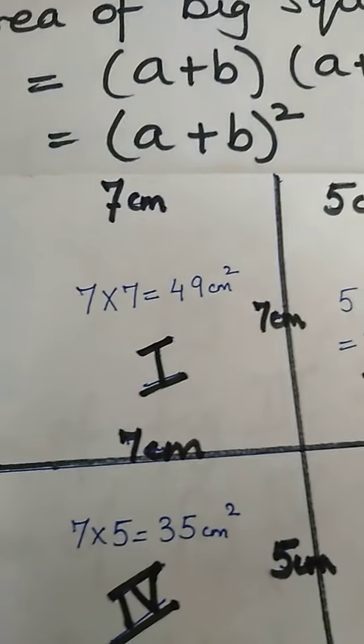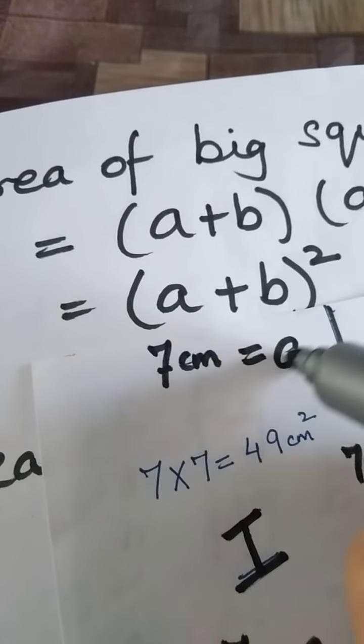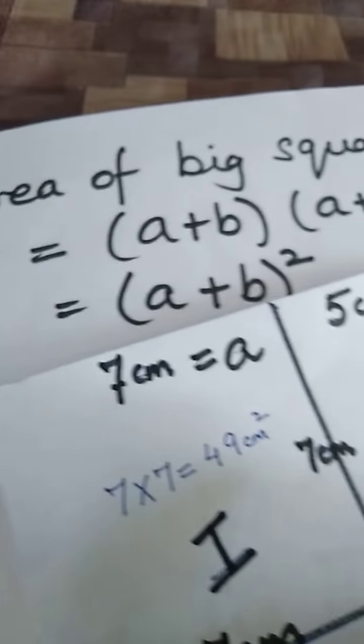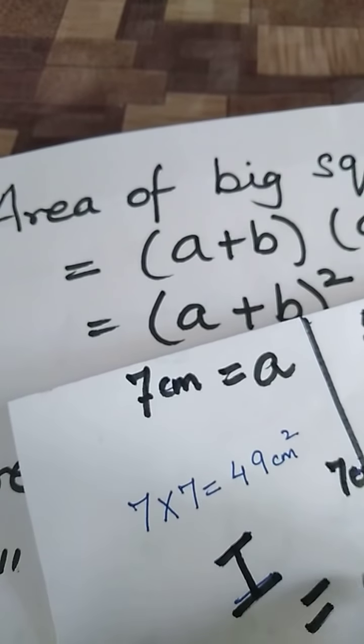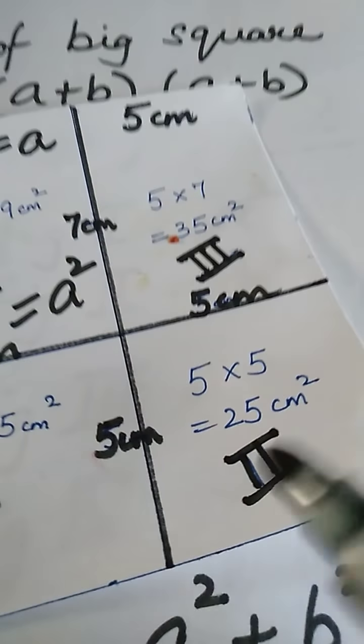Let us find the area of each part. Now this 7 centimeter is equal to A. Then what is the area of the square? First figure is A square. Clear? Similarly, when we say about this figure, this 5 centimeter is B.